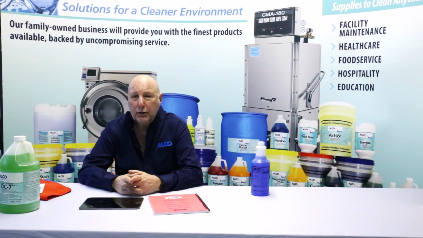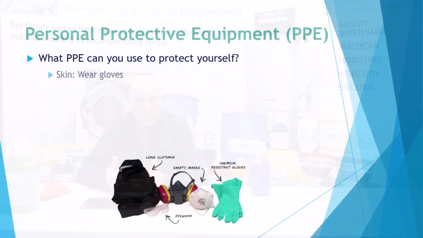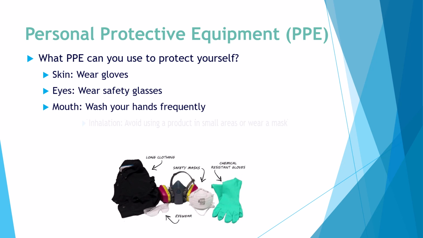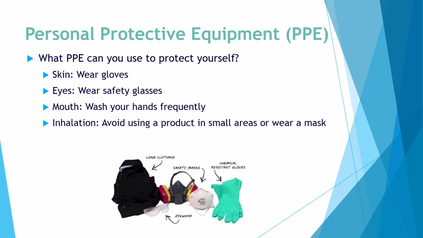What PPE can you use to protect yourself? Skin, wear gloves. Eyes, wear safety glasses. Mouth, wash your hands frequently. Inhalation, avoid using products in a small area or wear a mask. The SDS sheet will identify the PPE to use.